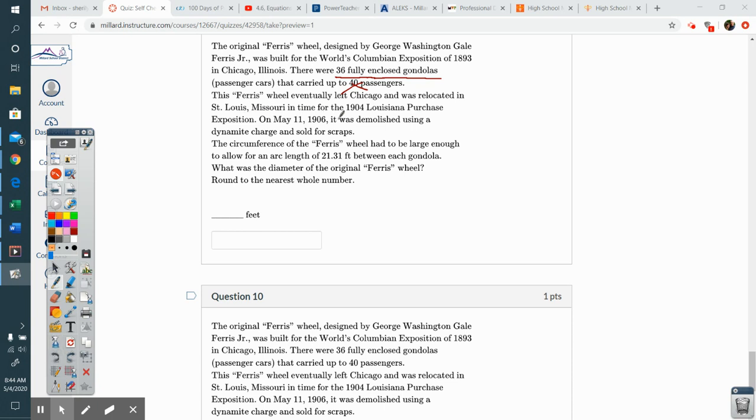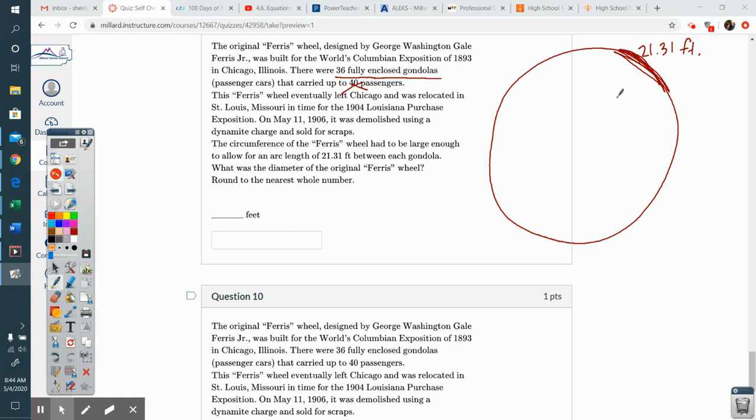So it says the circumference had to be large enough to allow for an arc length of 21.31 feet between each gondola. So if you have this big circle and you have an arc length for each of the 36 that go around here, you have to have 21.31 feet between each one, so that you could put your gondola that hung on that Ferris wheel and you could go around. But 21.31 is what has to be there.